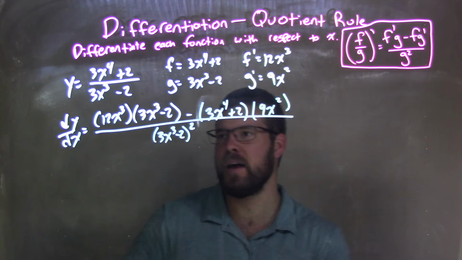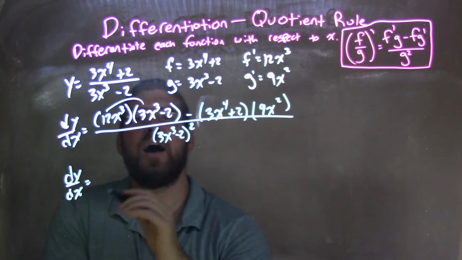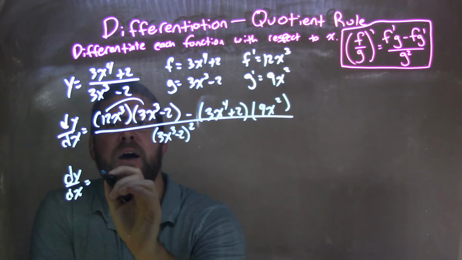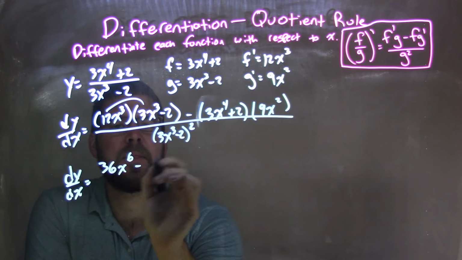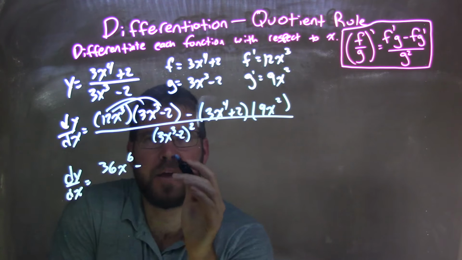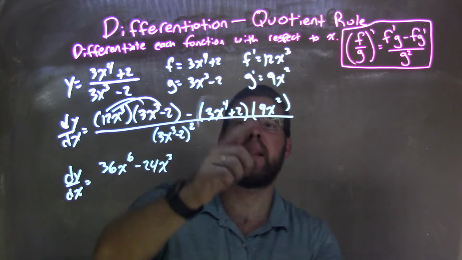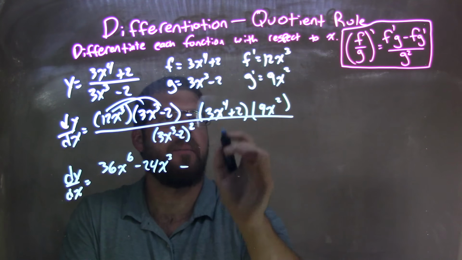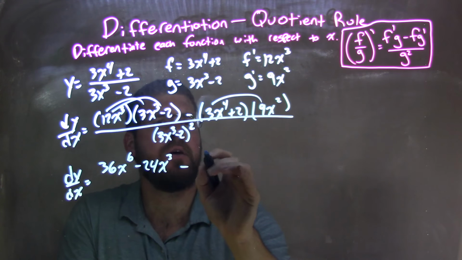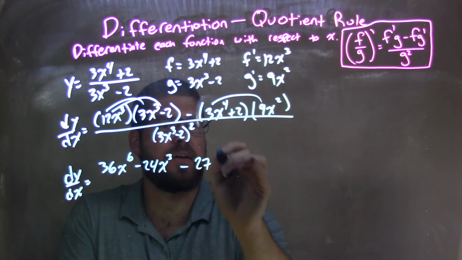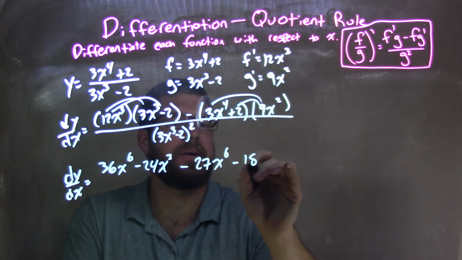So now let's multiply this out. dy dx, 12x to the third times 3x to the third gives us 36x, add the exponents, to the 6th power, minus 12x to the third times negative 2 is a negative 24x to the third. Now make sure we distribute this minus sign to both parts. Minus 3x to the fourth times 9, 3 times 9 is 27, so subtracting 27x to the 6th power, then minus again 2 times 9, which is 18x squared.